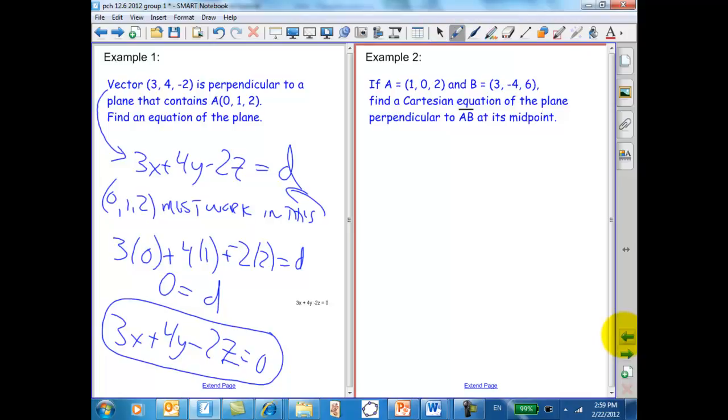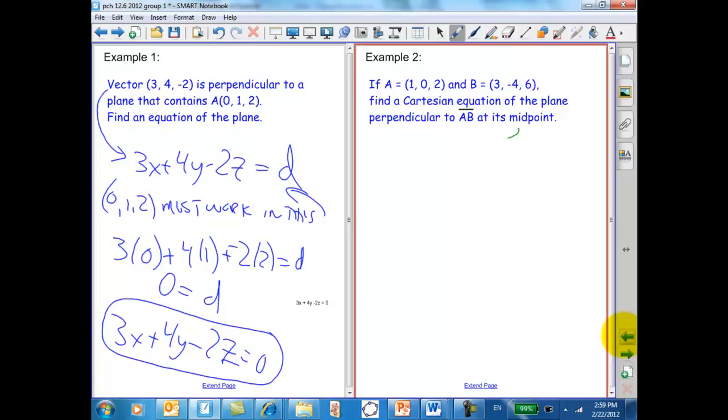Okay, so what do we need? We need a vector perpendicular to the plane, and we need a point in the plane. Both these are not apparently obvious right now. They're not given to you. Because we're given 2 points in space, A and B. We want the equation of the plane perpendicular to AB at its midpoint. So right away that tells you where to start.